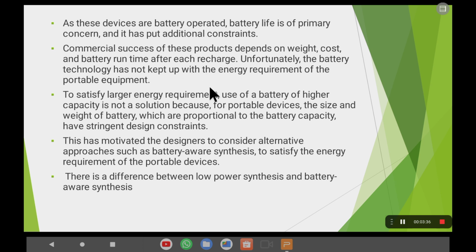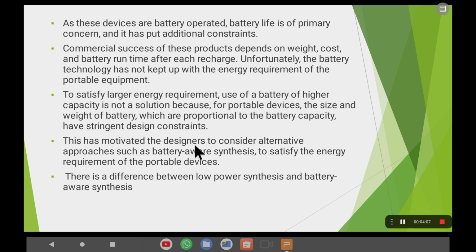Unfortunately, battery technology has not been kept in mind while designing the system. Up to now, we discussed so many units, up to the fifth unit, and we were not considering the battery as part of the system. You have to consider the battery while designing the system. It is one of the most important parameters, because the battery decides the size of the device and the lifetime of the device, and the success of the device also depends on the battery.